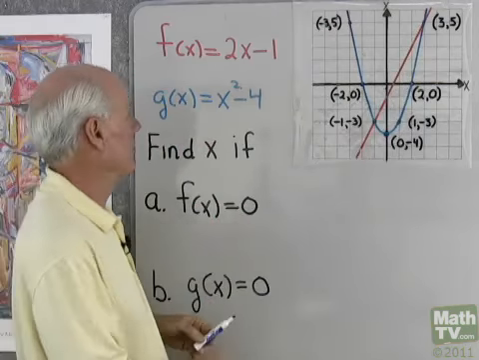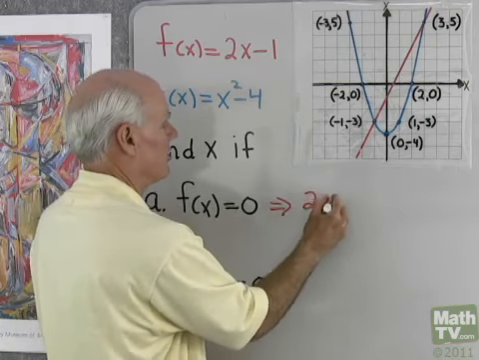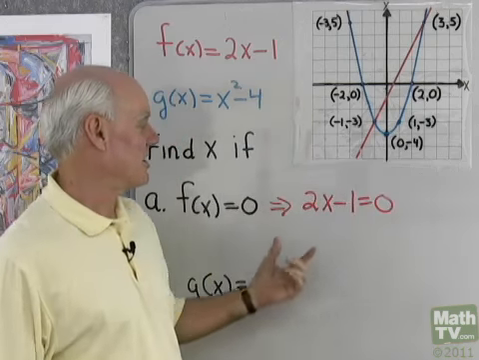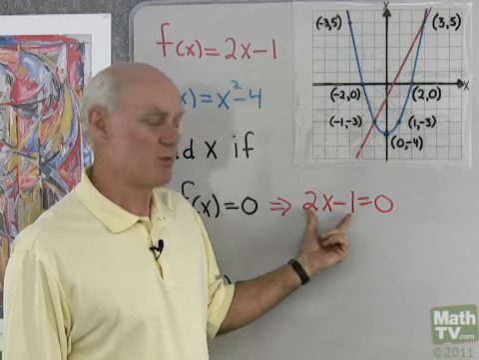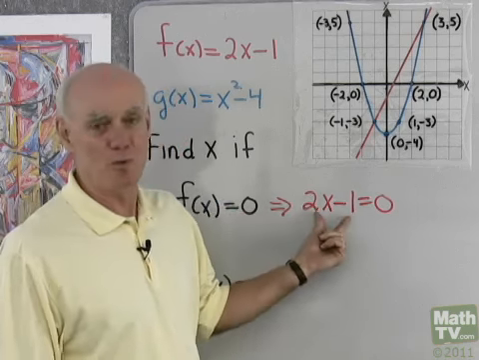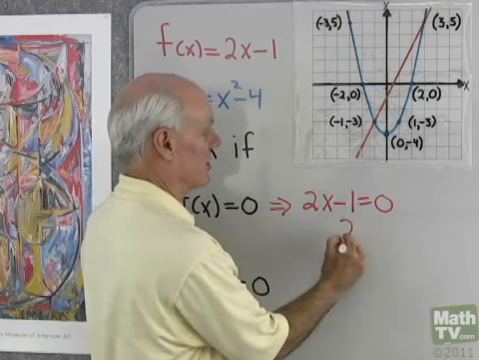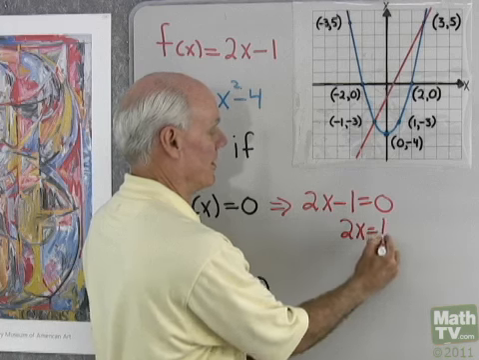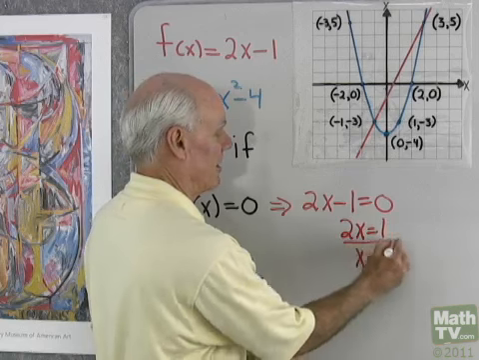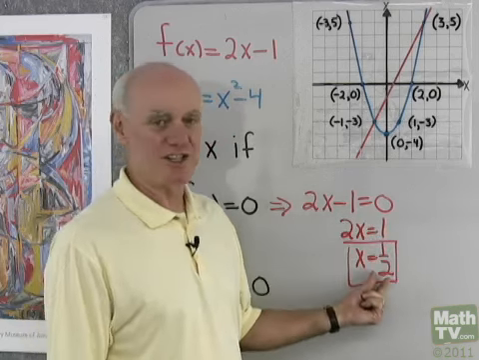So if f of x is equal to 0, that's this function. That means that 2x minus 1 is equal to 0. So we're asking for the value of x that makes y equal to 0. When we say f of x is equal to 0, we mean y is equal to 0. So I think you can see we'll just add 1 to both sides. We get 2x is equal to 1. Divide both sides by 2. x is equal to 1/2. So y is going to be equal to 0 when x is equal to 1/2.